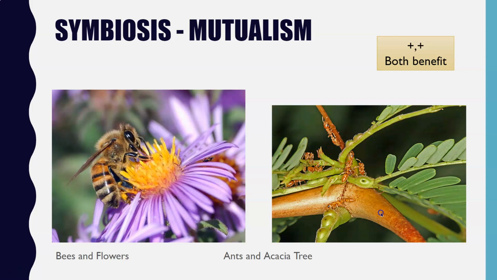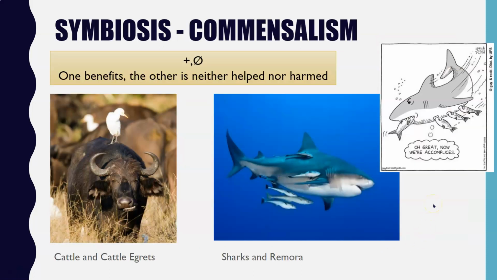Ants and acacia tree, so these are the acacia ants. There's a video at the end of your hyperdoc if you want to take a look at this. This is a really cool relationship where both plant and animal benefit from each other. Then you have commensalism, where one benefits and the other is neither helped nor harmed.